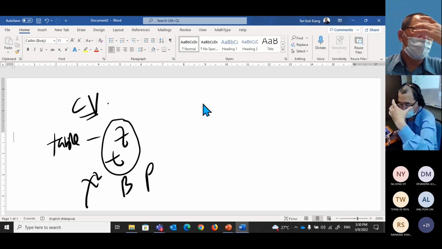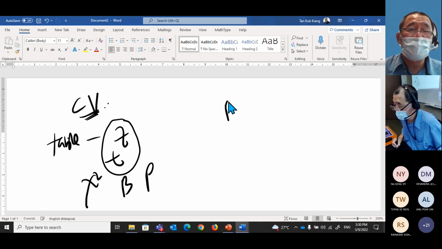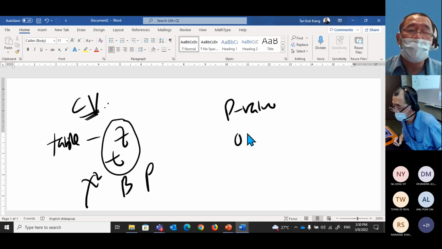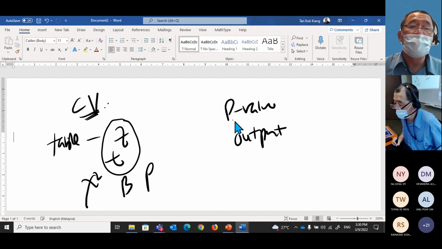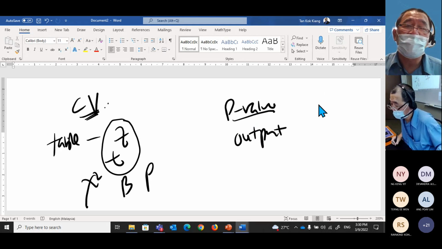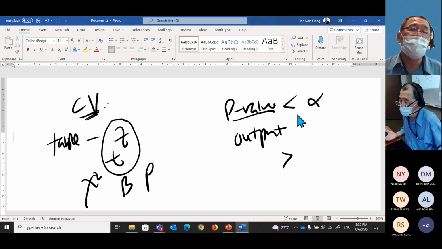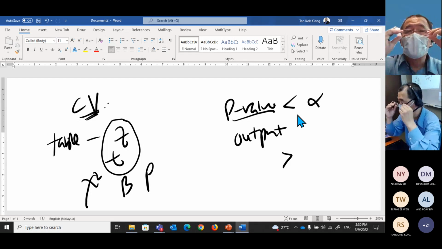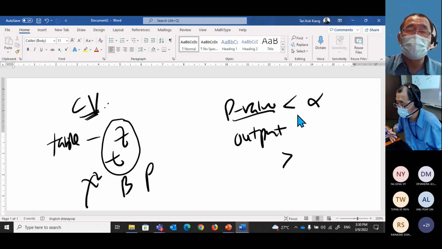Therefore, you need to spend more time here to do the critical value approach. Therefore, we use the p-value, because the output from the software normally gives us the p-value. So we just compare the p-value with alpha. P-value smaller, reject. P-value larger, cannot reject. Of course, reject always refers to rejecting the null hypothesis. This is the p-value, which makes our life easier.